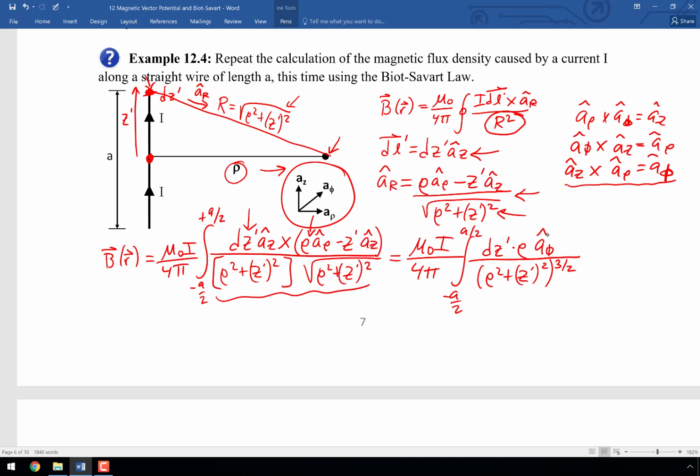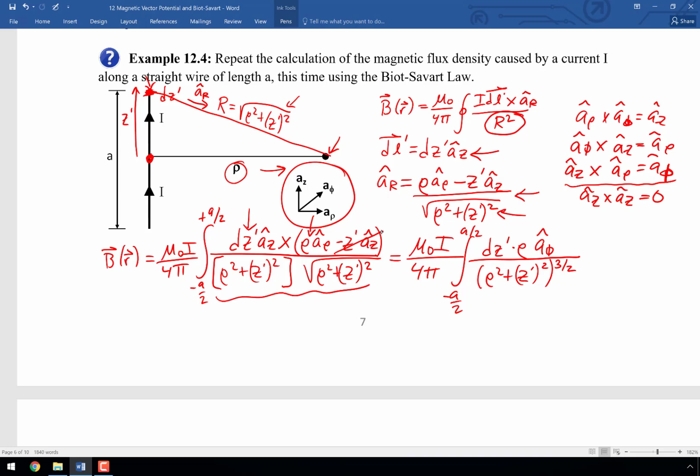Then you would say, well, what is a_z prime? What is a_z hat crossed with a_z hat? Well, anything crossed with itself is equal to 0. So it turns out that that second term is just going to go away. So this equation that we've written here is actually complete. We need to do the integral, but we are now ready to do the integral.